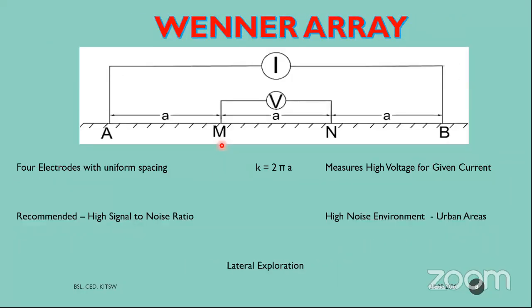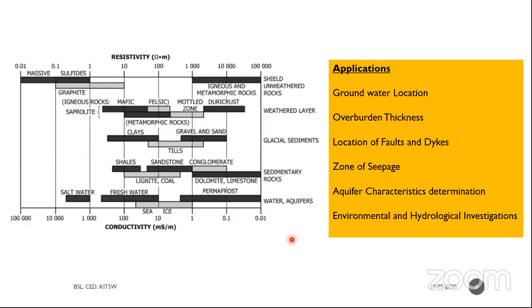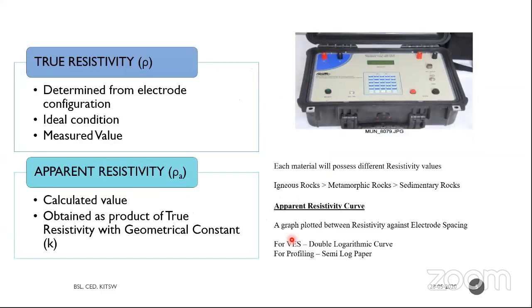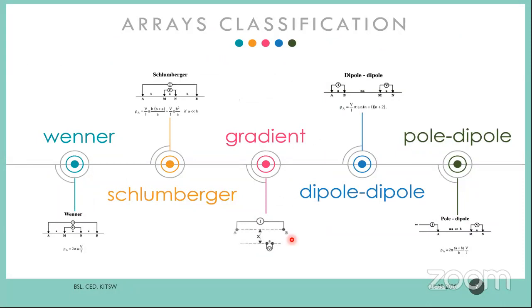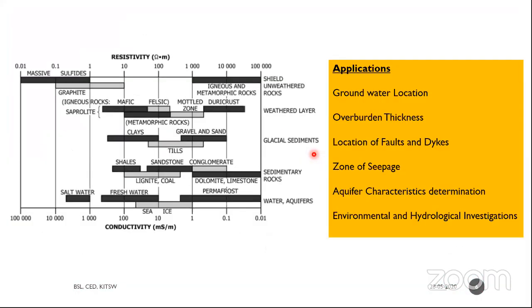Especially a log-log graph will be plotted. You can see here the graph obtained between apparent resistivity value and spacing. Here spacing implies AB by 2. You know what AB by 2 is? AB is nothing but this, our outer current electrodes. So AB by 2 means half of the distance, which is called spacing in this graph plotting.